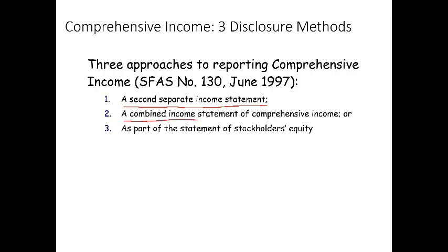You might have a combined statement of income and comprehensive income. So you might just have one statement that starts with revenue, goes all the way down to net income, and then keeps going all the way to comprehensive income. Or you might have a statement of stockholders' equity. And so I'll show you 1 and 3 here in a couple examples.